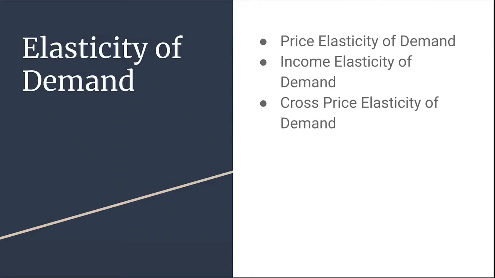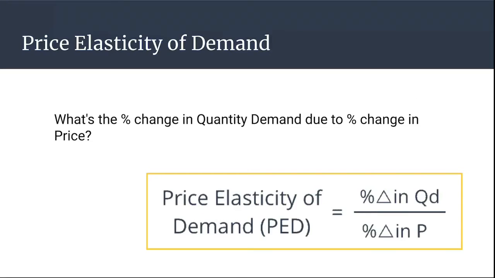Elasticity of demand has three categories. They are price elasticity of demand, income elasticity of demand, and cross-price elasticity of demand. In our presentation, we'll go over each of them later on. The first category we'll discuss is the price elasticity of demand. It is the percent change in quantity demanded due to the percent change in price. Its formula is percent change in quantity demanded over percent change in price.